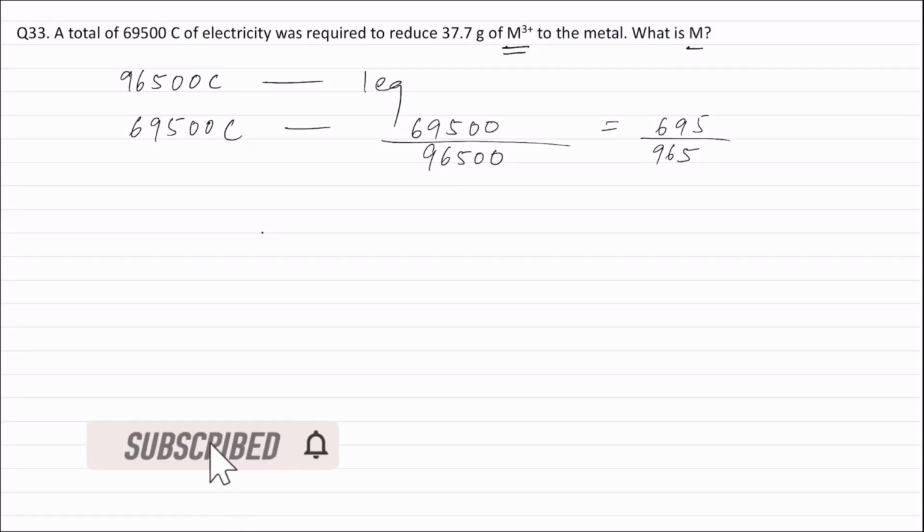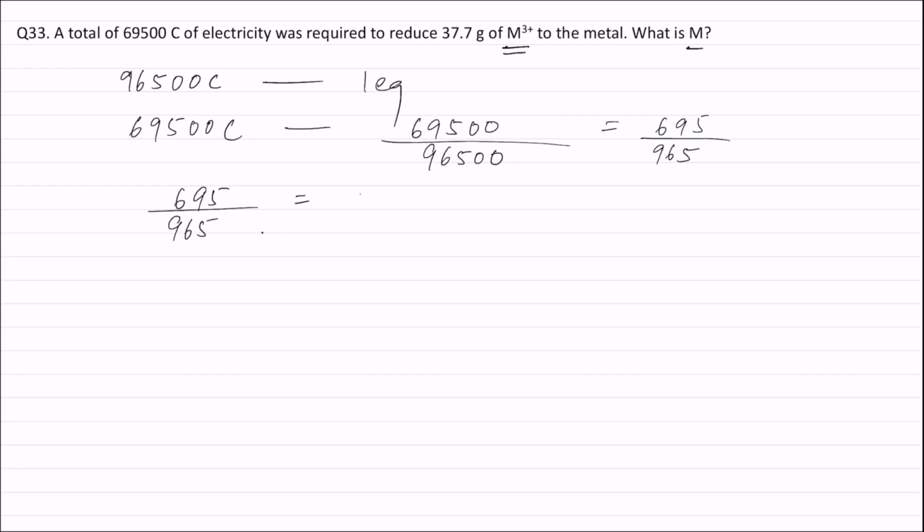Now, equivalents of metal M is equal to 695 divided by 965, and this is also equal to weight of M3+ ion, that is 37.7 gram, divided by equivalent weight of this metal M, which is equal to atomic weight of M divided by its valency factor, which is 3. Solving this equation, atomic weight of M is equal to 157.